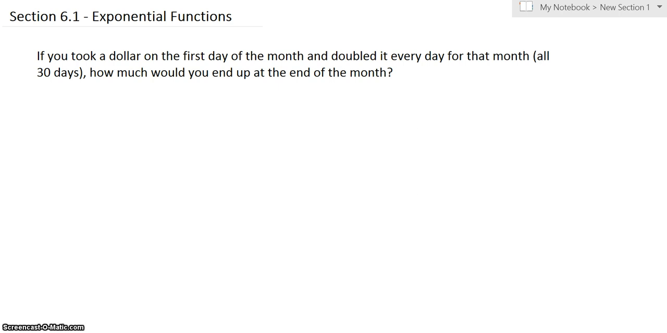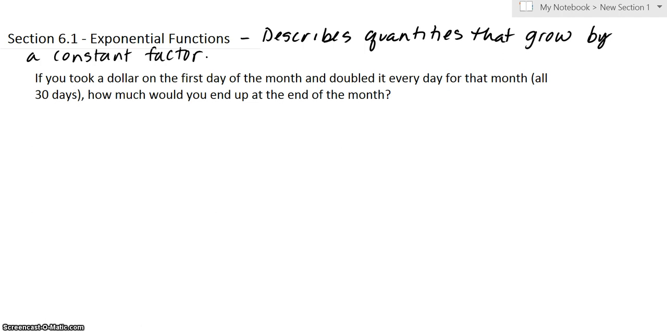What's the difference? Well, when something grows at a constant rate, say something is growing by $2 a day, that means you would add $2 every day to your previous amount. When something's growing by a constant factor, you're going to multiply. So for instance, if something is growing by a constant factor of 2, you would multiply by 2 every day to your previous amount. So that's the difference, which is why I picked this example.